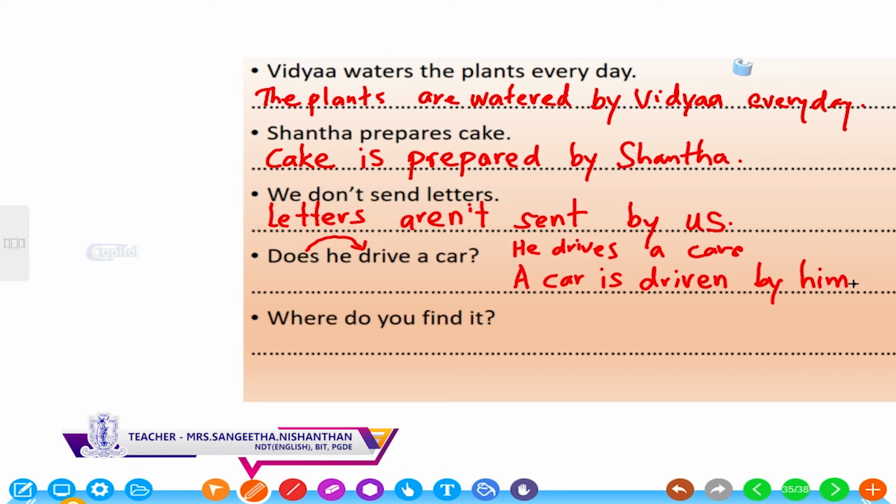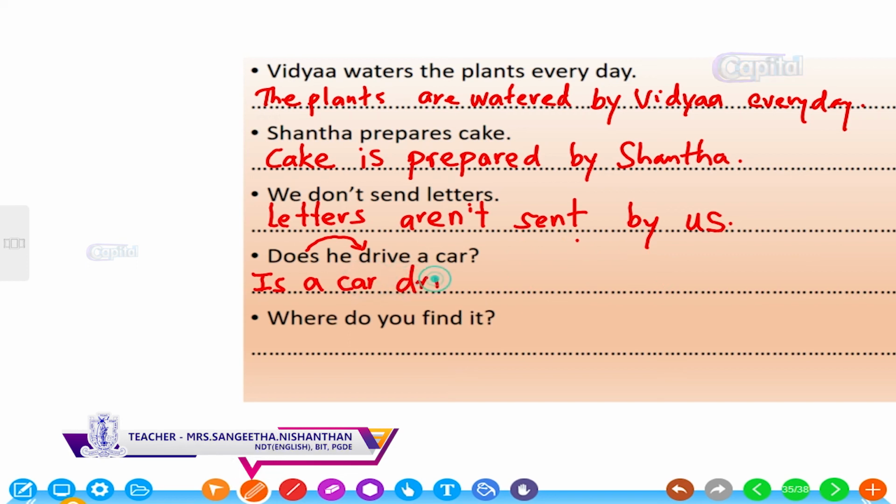It is the statement, but here they have given you as yes or no question. So, I have to change it as yes or no question. So, bring the is to the beginning. So, now the question is a car driven by him? So, are you clear about that? For questions, we have to make them as statements, and again change them into questions.